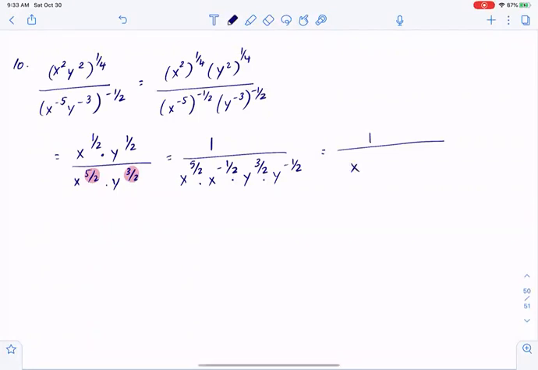So the bases are identical, so I combine the powers for x. Same, the bases are identical for y, so I combine the powers for y. 5 over 2 minus 1 over 2. Common denominator of 2, so I combine 5 and minus 1. Same for y, common denominator is 2. Combine the numerators, 3 minus 1 over 2.